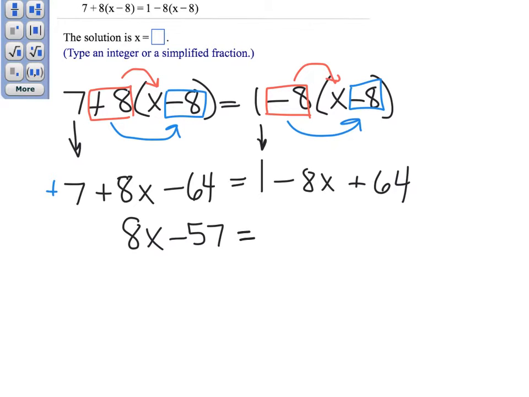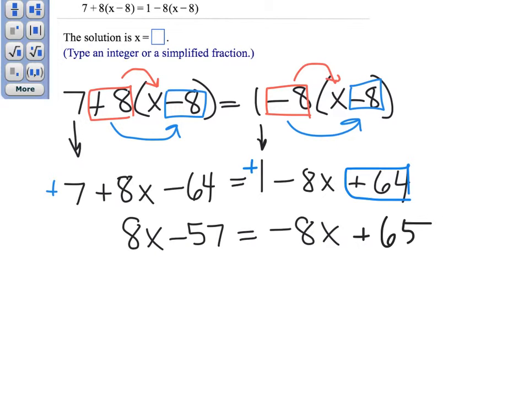And then on the right side, I'm going to do a little bit of hocus pocus here. This is really a minus 8x. So I'm going to start that right there. And then this says positive 1, because that's a positive 1, plus 64. So that ends up being plus 65.